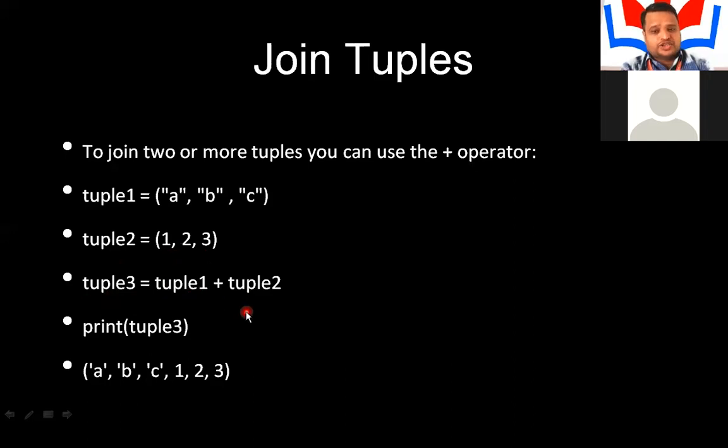So what is the syntax to join one or more tuples? See here: tuple name equals tuple name 1 plus tuple name 2 plus, and so on, up to tuple name n. In between two tuples you use the plus operator. So when I print tuple 3, you can notice here A, B, C, 1, 2, 3. All the elements are displayed.